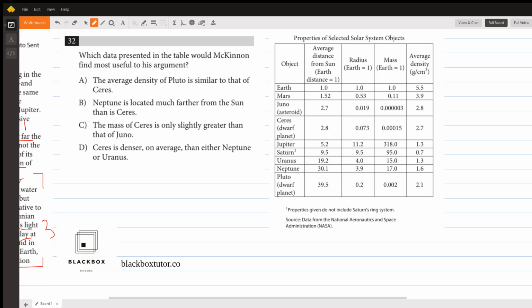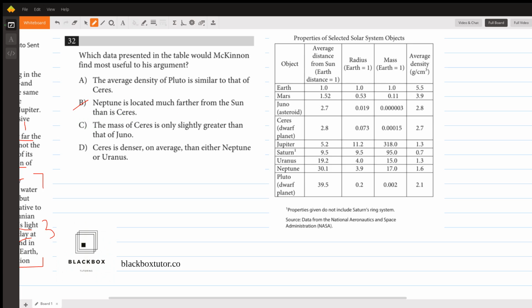B says Neptune is located much farther from the sun than is Ceres. At this point, I wouldn't even bother thinking too much about this answer choice. In the text that we found about McKinnon's argument, nothing is mentioned about distance from the sun. Nothing's mentioned about the relative distance for Neptune and Ceres. So this is one that we can definitely eliminate.